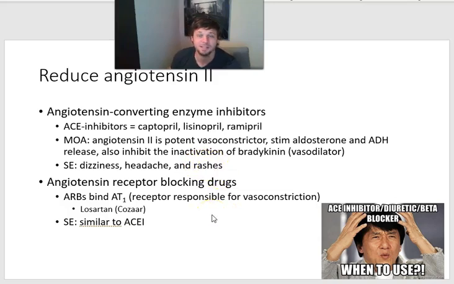Angiotensin receptor blocking drugs are pretty similar to your ACE inhibitors, except they bind at your angiotensin 1 receptor, the receptor that's responsible for the vasoconstriction. They do not inhibit the inactivation of bradykinin, and so you don't see that extra vasodilation. Losartan is an example of an ARB.